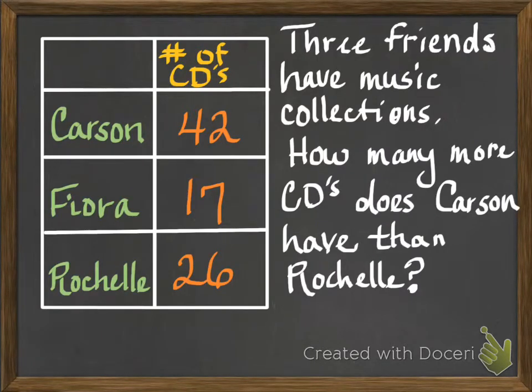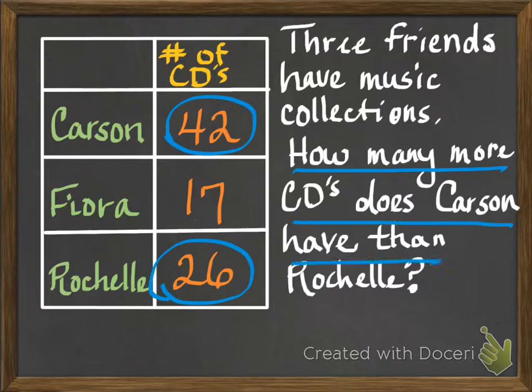3 friends have music collections. How many more CDs does Carson have than Rochelle? So you look at the table to the left and you can see Carson has 42 CDs, Fiora has 17, and Rochelle has 26. The important information here is that Carson has 42 and Rochelle has 26. The problem's asking me how many more CDs does Carson have than Rochelle.